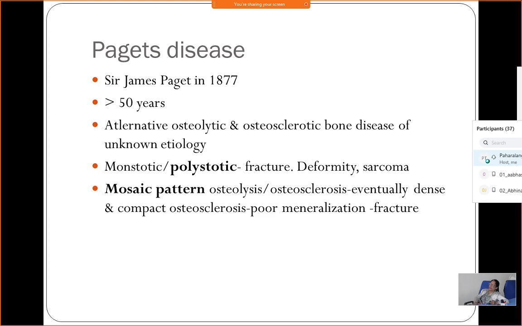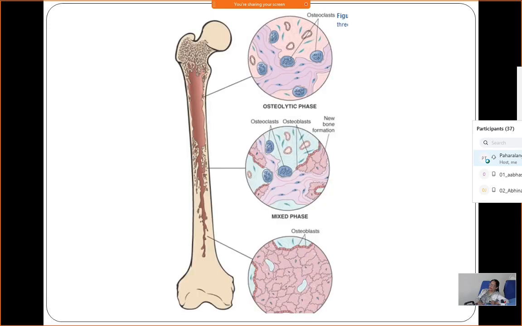In the later stages, osteosclerosis takes over and the bone becomes very compact with poor mineralization. So the bone is compact, though there is sclerosis, the bone is weak. That's why it can still undergo fracture. So there are various stages here. The first stage is the osteolytic phase. The activity of the osteoclasts is more.